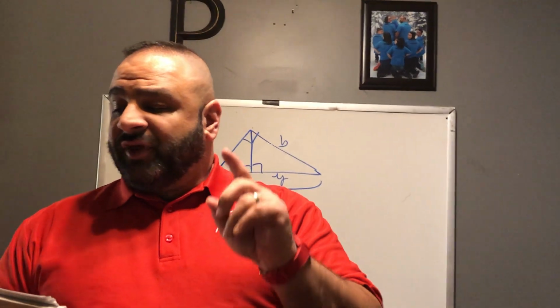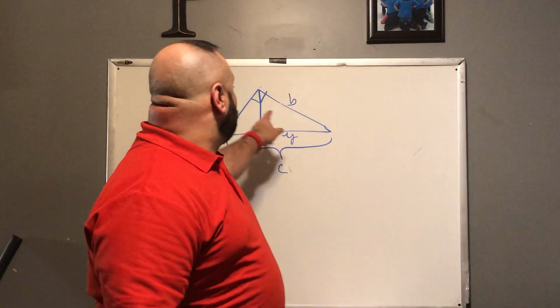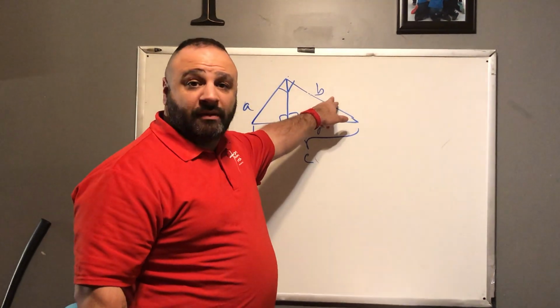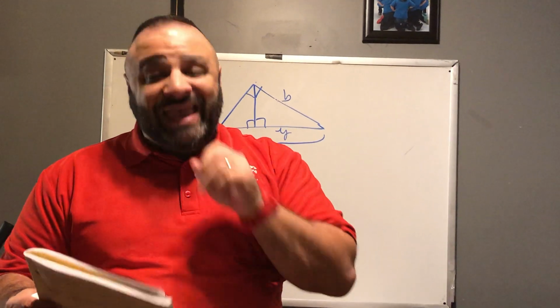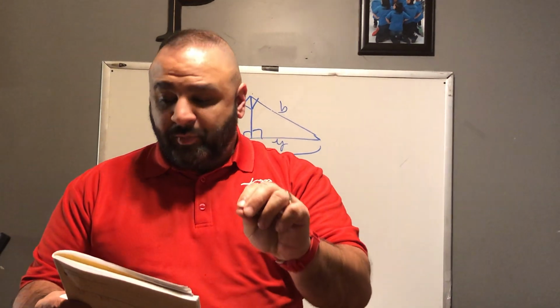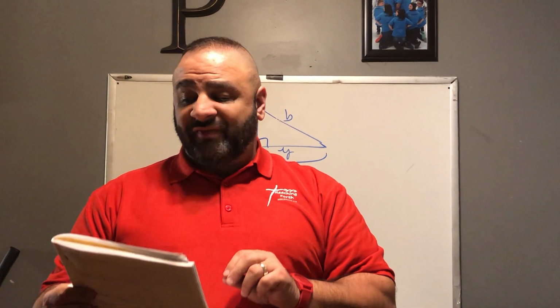Here it is. The length of each leg. Does anyone remember the characteristics of a right triangle? The legs are the two sides that are adjacent to the right angle, so the two legs would be A and B. Okay, this is very important, so listen up. The length of each leg is the geometric mean between the length of the hypotenuse and the length of the segment of the hypotenuse adjacent to that leg.